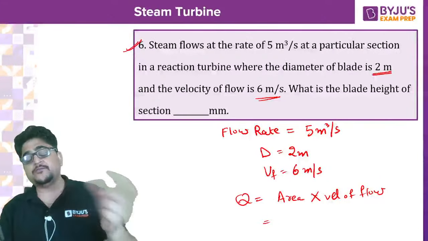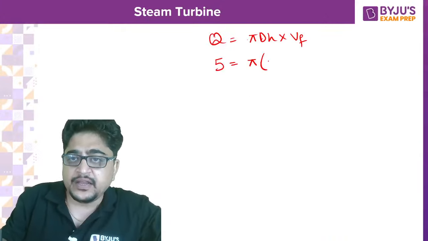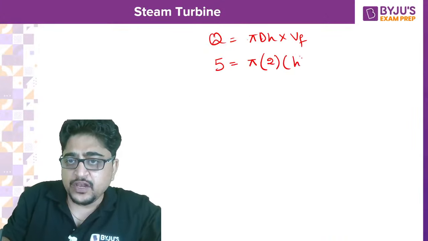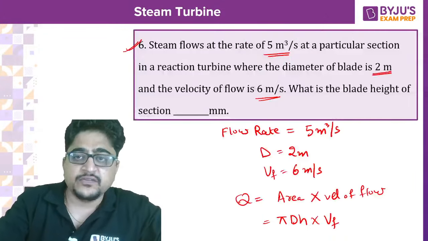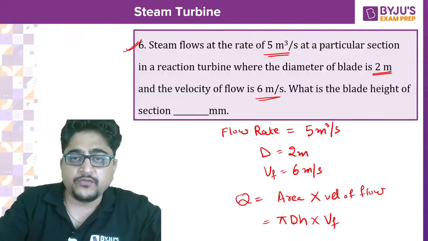What is the steam flow rate? It is 5 meter cube per second, equal to pi into the blade dia, which is 2 meter, into h, the value you have to calculate, into the flow velocity, that is 6. So what is the value of h? Anyone with the value of h? Where are you, Parvinder?